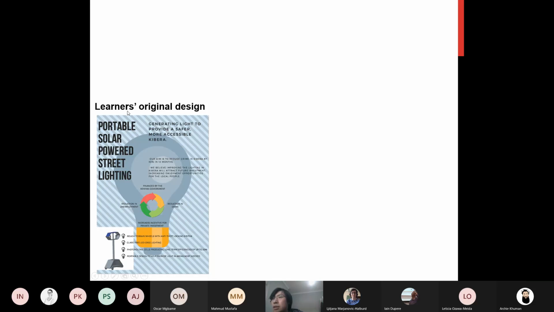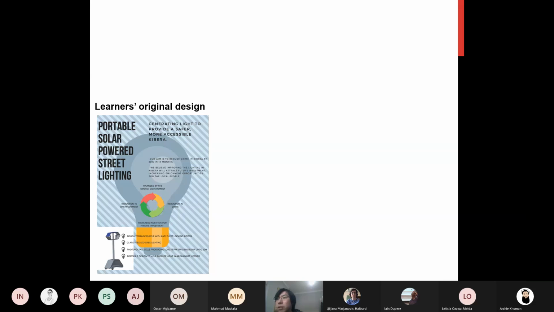And they designed this kind of portable solar powered street lighting. And they sent us the poster design just 2 or 3 days before the deadline. And when I looked at this, I felt, no, we can't let it go like this. But there's not enough time to really teach them step by step.